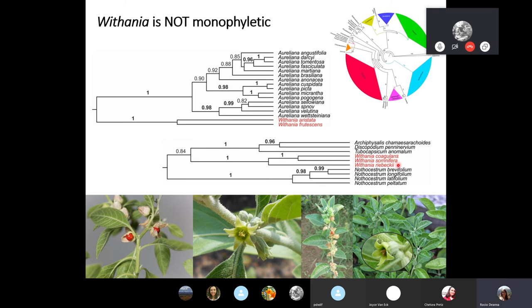One of the clades is closely related to the genera also from the Old World, like Tubocapsicum, Discopodium, and Archiphysalis, whereas the other clade that encompasses Withania frutescens and Withania riebeckii is closely related to Athenaea, Aureliana that is now called Athenaea, which is mostly restricted to Brazil.